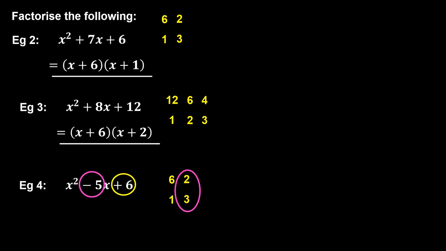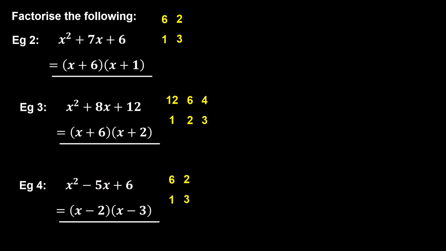Well, 2 and 3. So the numbers in my brackets will be 2 and 3. Now because I'm trying to get minus 5, I'm going to use minus 2 and minus 3. So if you have to find two numbers that you add together to get that middle term, just use the sign of that middle term in the two brackets. Pause the video now so that you can make some notes.